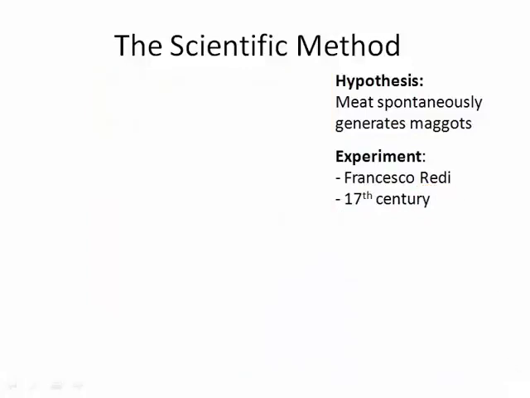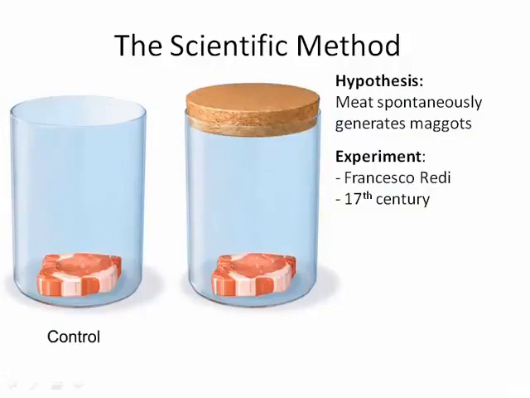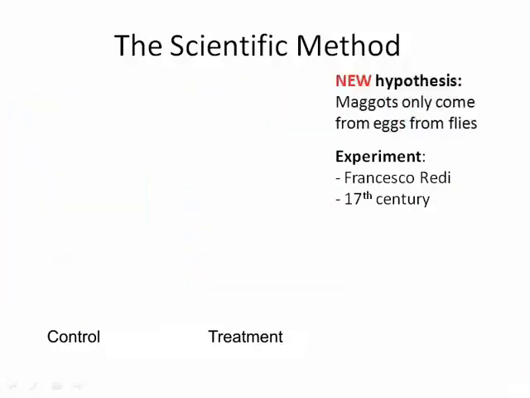Redi put raw meat in 2 jars. He left the first jar open and tightly sealed the second one. The open jar is the control, and the closed jar is the treatment. Within days, Redi observed flies and maggots on the meat in the control jar, but no maggots appeared on the meat in the sealed treatment jar. Based on his experiment, Redi rejected the hypothesis that meat spontaneously generates maggots, and he then proposed a new hypothesis.